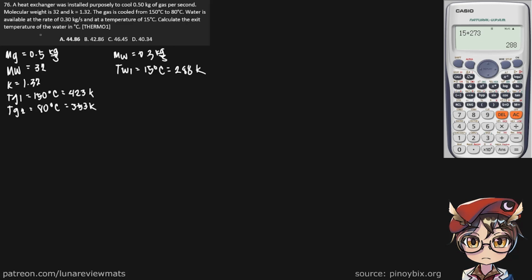Calculate the exit temperature of the water in degrees C. So we are trying to find Tw2, which is our water's exit temperature in degrees C. So we'll need to convert this later. Okay, so let's try drawing this problem.